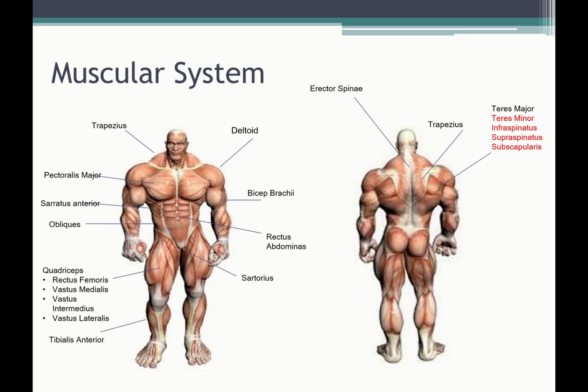Okay, now we may have heard of the rotator cuff before. Many people refer to the rotator cuff, and it's a group of muscles, not an individual muscle, that we find near the shoulder. So the 4 muscles which make up the rotator cuff are the teres minor, the infraspinatus, supraspinatus, and subscapularis.